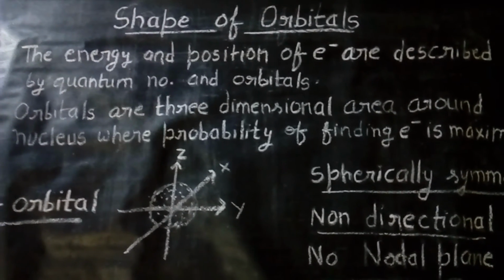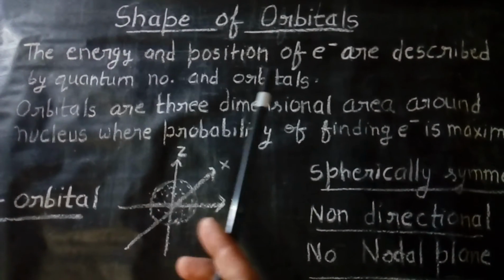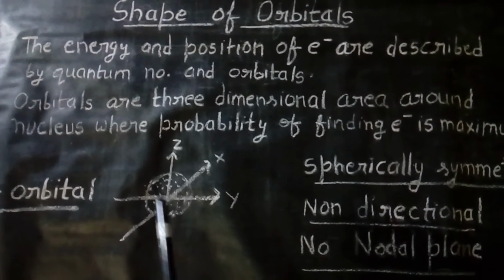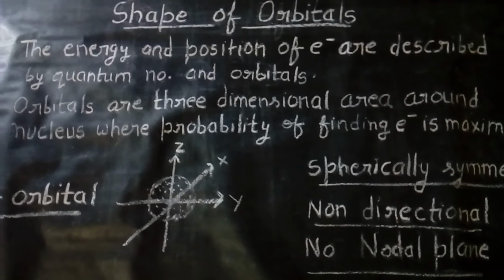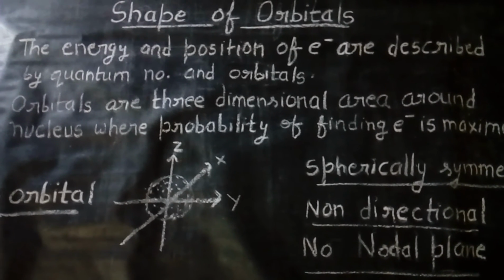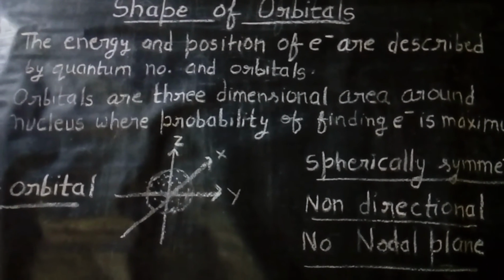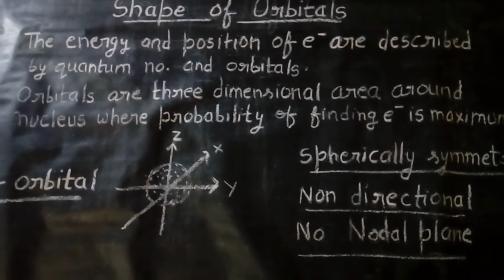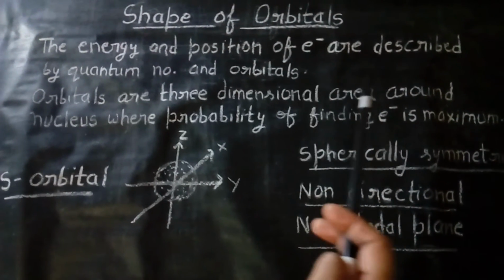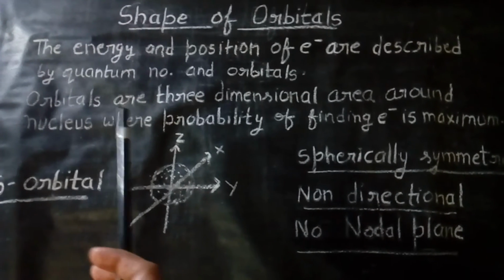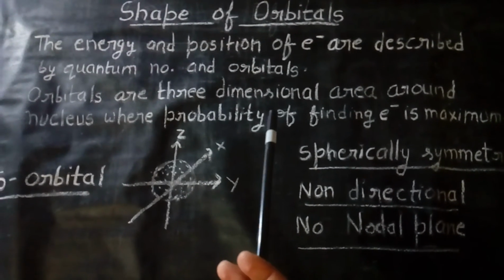Hello friends, today we will consider the shape of the atomic orbitals. As we know, electrons behave like waves and are present in atoms around the nucleus. Now the question is, what is the arrangement of electrons in the atom? The energy and the position of electrons are described by four quantum numbers and atomic orbitals.